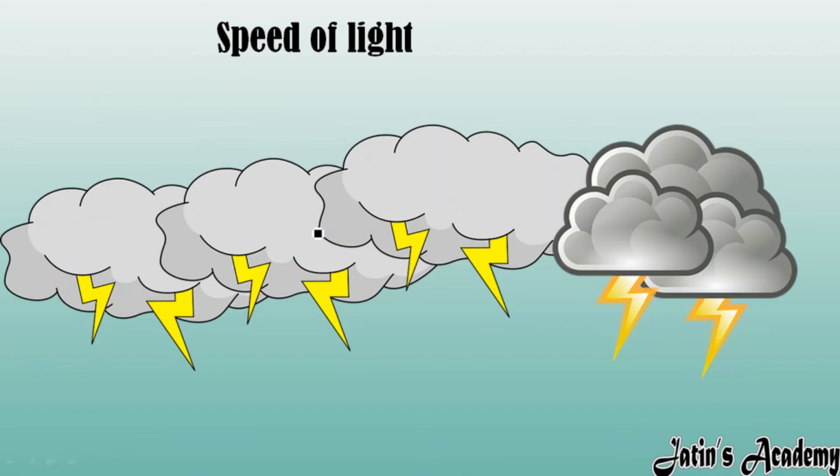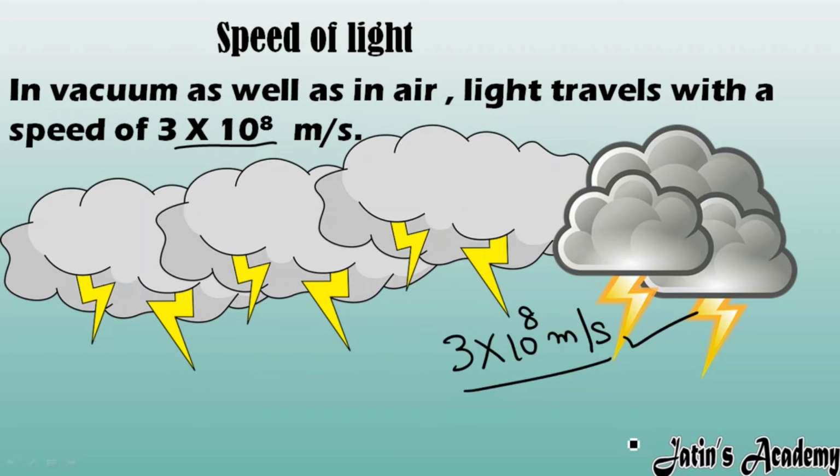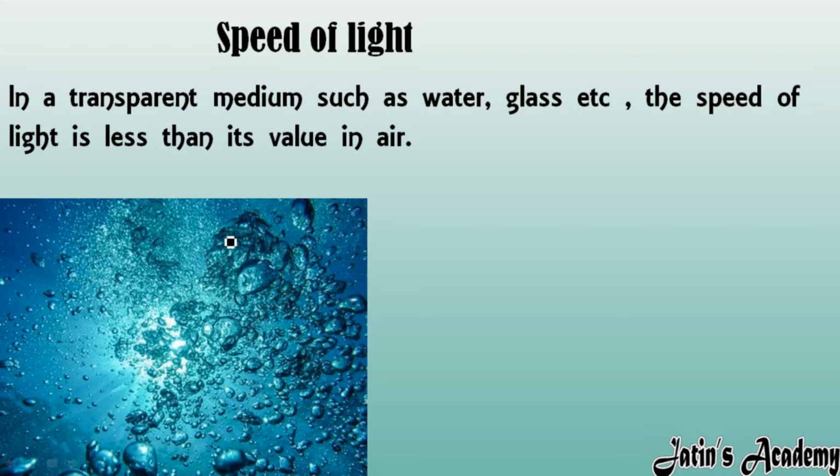Next, we have the speed of light. In vacuum as well as in air, light travels with its maximum speed, and that maximum speed is 3 × 10^8 meters per second. You have to remember this. In a transparent medium such as water, glass, etc., the speed of light is less than that in air. If the same light moves in water or glass, the speed of light reduces whenever it moves in any medium other than air.